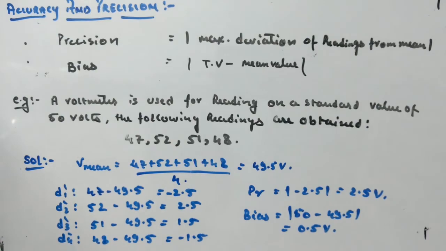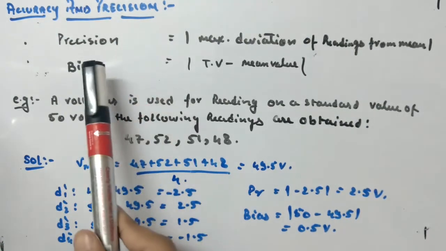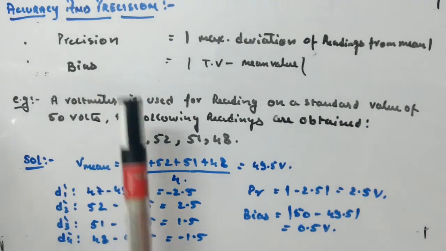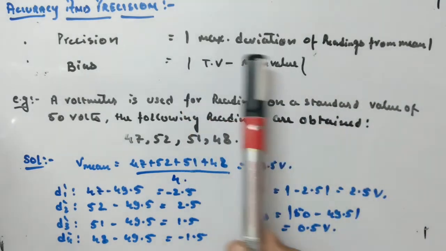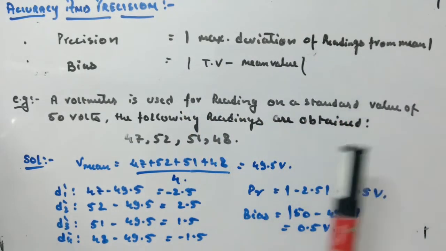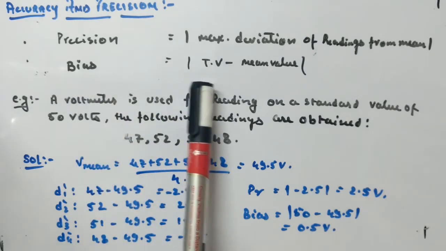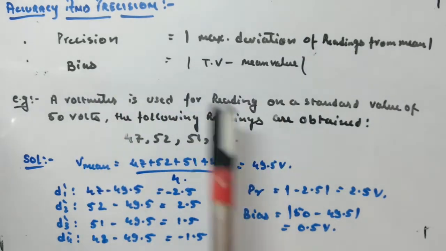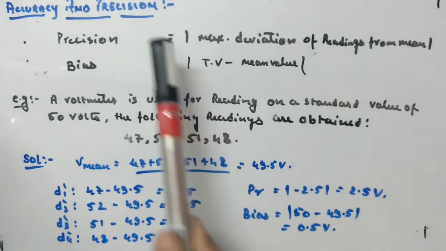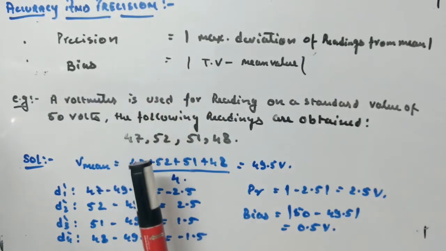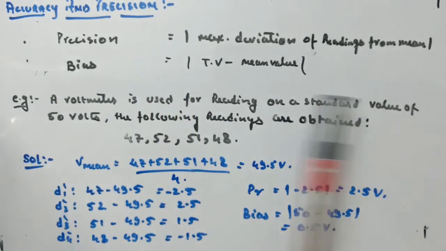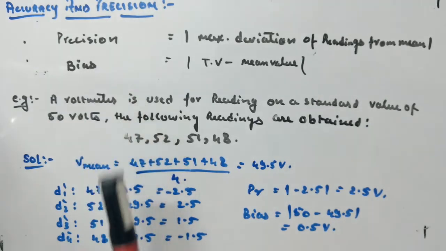Okay, there are 2 terms used in precision. One is precision and one is bias. So precision is the modulus of the maximum deviation of readings from the mean value of readings. Okay, and bias is the deviation of the true value from the mean value, modulus. Okay, so these are the 2 terms used in precision. So the same example, let's see with respect to precision and bias.